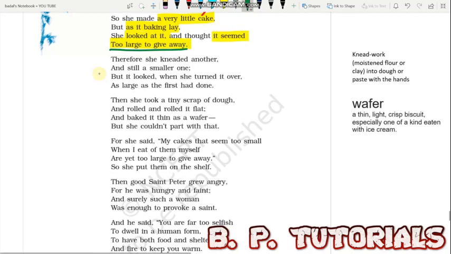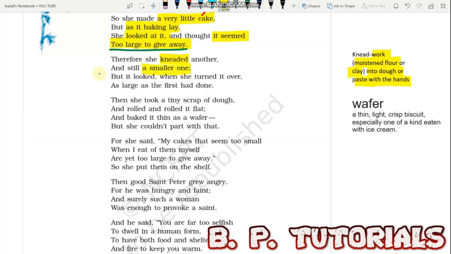Next stanza, what we get to see. Therefore, she needed another. What is needed? You see, work is basically with washing, flour and clay. Work into dough or paste with the hands. Actually, she again started to make a dough so that there would be another cake prepared. And of course, her intention was not to make a bigger one here. She wanted to make a smaller one than the previous one, which was even a smaller one. Now, therefore, she needed another and still a smaller one.